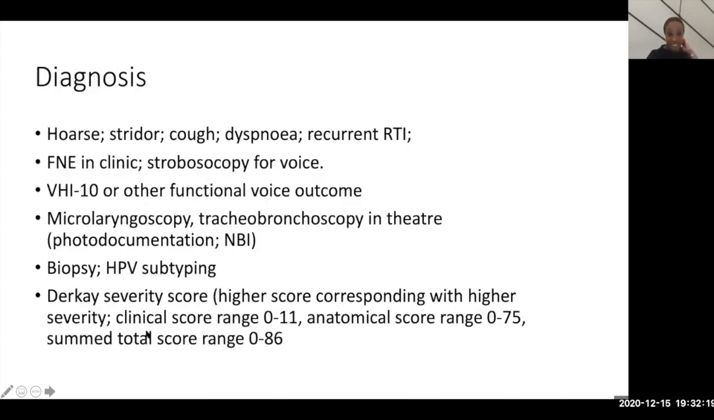The way I've arranged my talk is hopefully like a Viva situation, but an extended Viva situation. So you want to take a nasal endoscopy in clinic. Photo documentation is important if you see something, and you'll come to understand why. Stroboscopy for voice if you're in a voice clinic.